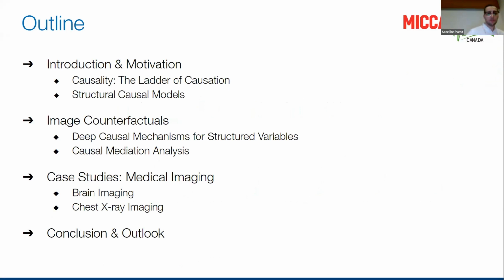Right, so I'll cover the ladder of causation first. Then I'll explain the basic mathematical framework for dealing with causal questions, so structural causal models. And then I'll talk a bit about counterfactual inference and what kind of deep causal mechanisms we need for structured variables like images. And then I'll present some results using causal mediation analysis on medical images, specifically brain MRI and chest X-rays.